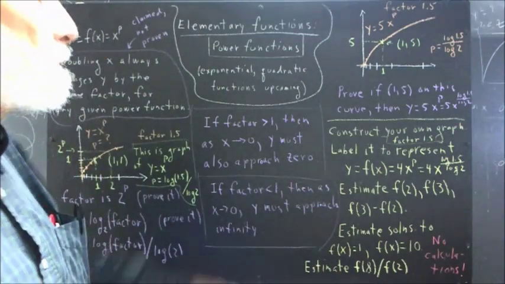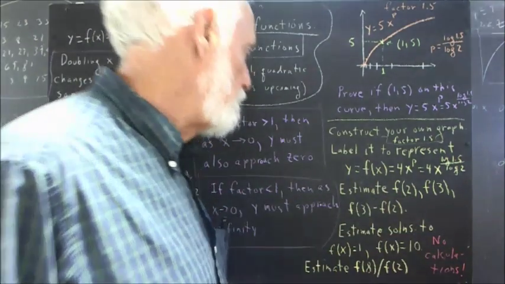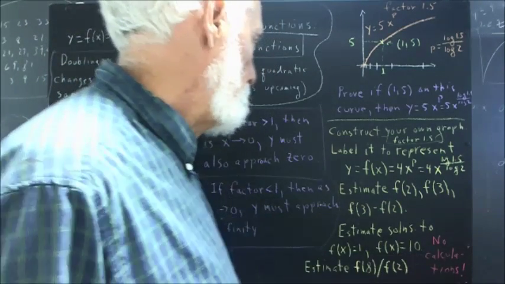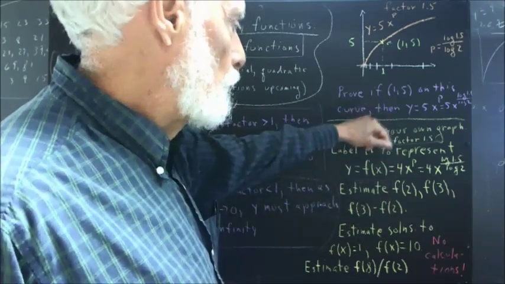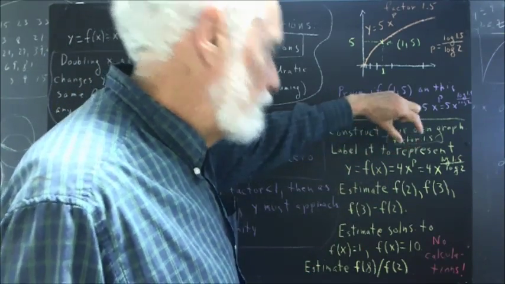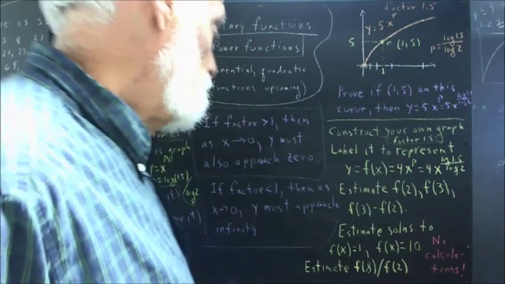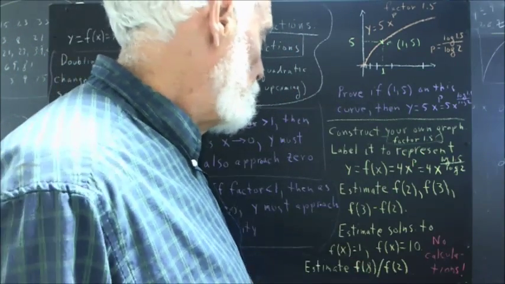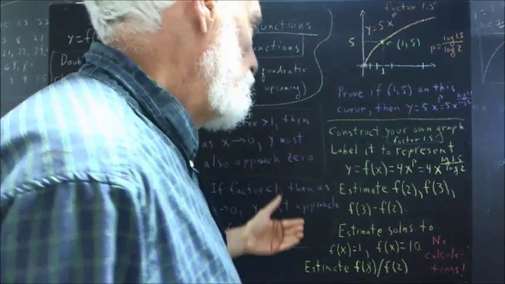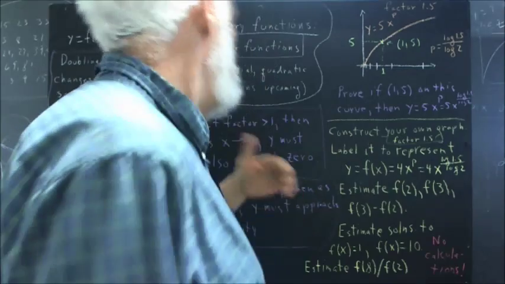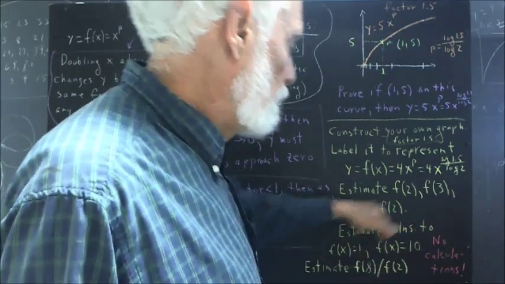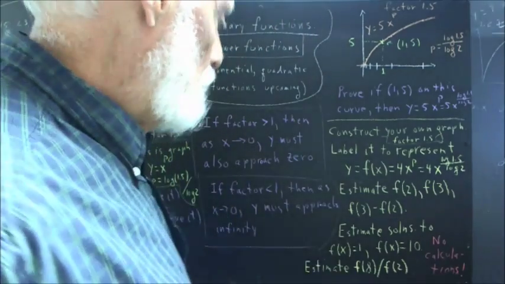Then, estimate solutions to the equations f of x equals 1 and f of x equals 10. Remember, f of x is your 4x to the p, but you aren't going to use that because you're not going to do the calculations. You're just going to take f of x equals 1. You've got your graph, you've labeled your graph, you've scaled it, so you should know where f of x equals 1 occurs. F of x equals 10 also.